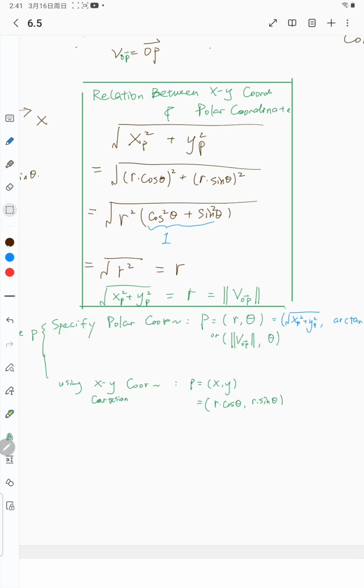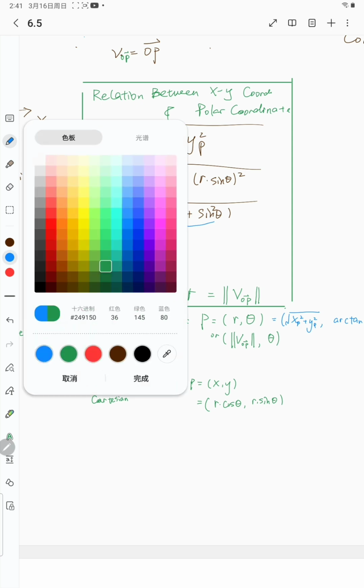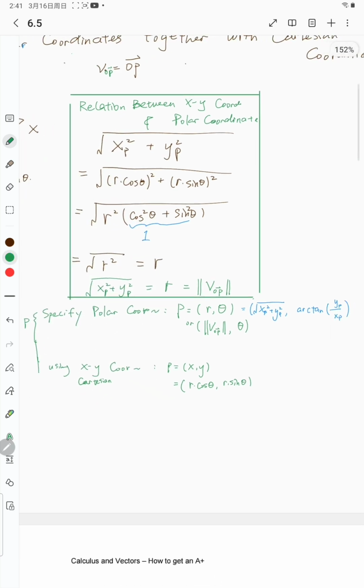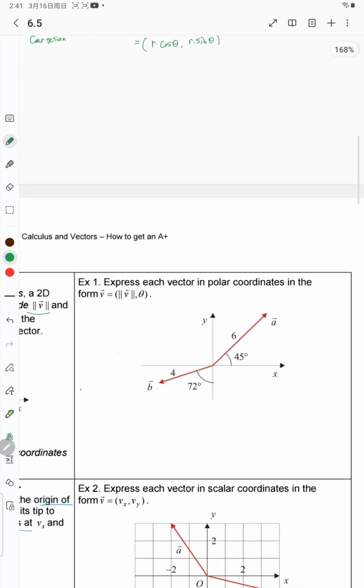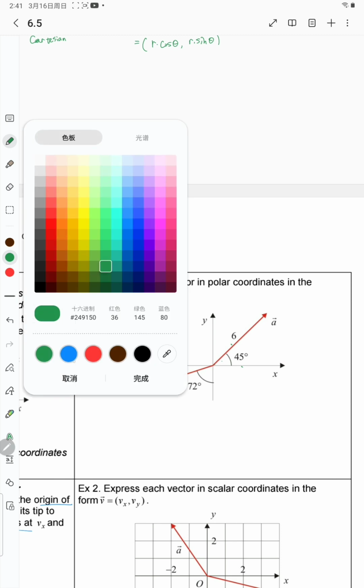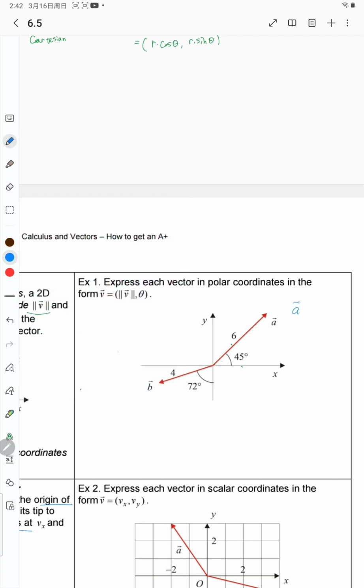I think just what we talked about should be enough. Okay, and then express each vector in polar coordinates. Here you have the magnitude 6 and 45, so you can write A as such. I believe you can write it, and then B is a little bit tricky, right? A, I'll leave it to you. You can write it out.